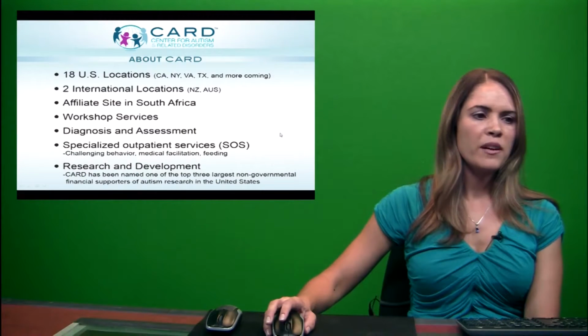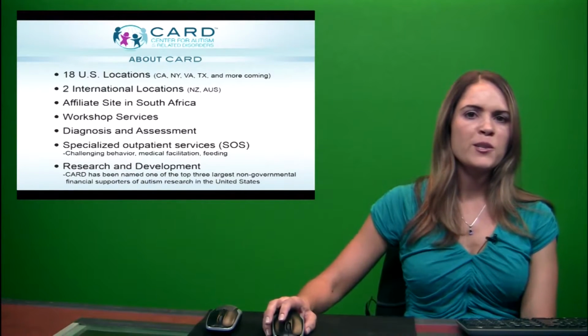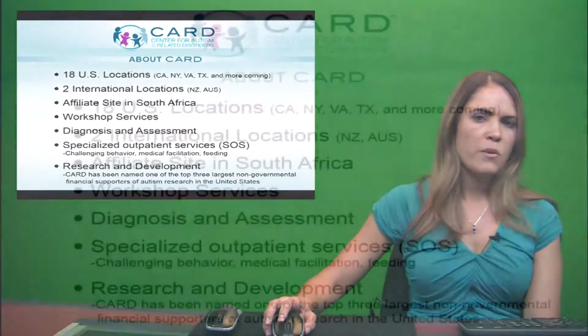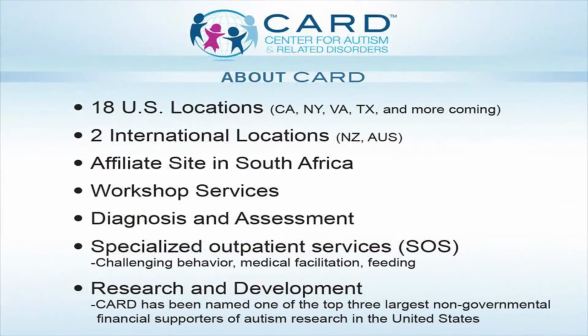Okay, so first a little bit about CARD, which stands for the Center for Autism and Related Disorders. We have about 18 offices around the U.S. and 2 international offices, also one affiliate site in South Africa. We provide both local services, which are comprehensive services to individuals with autism, as well as provide workshop consultation to people all over the globe.